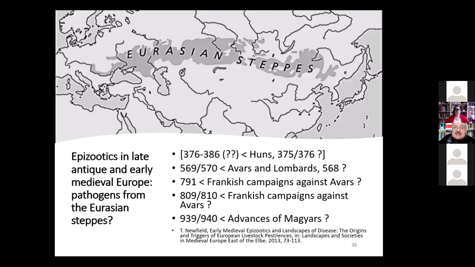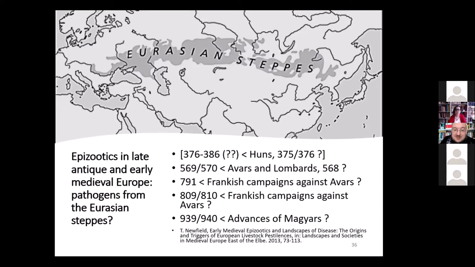And Tim Newfield has the idea that this pathogen originated from beyond the Carolingian realm, maybe coming from the Eurasian steppes. And there are two bases for this hypothesis. One is that various of these larger scale cattle epidemics, which are reported in late antique, early medieval sources, are near to periods where we have migrations or encounters with groups coming from the steppes. This may have been already the case in the 4th century, although for this cattle pandemic of 376 to 386, in another paper, Tim Newfield has made very clear that this may have been only an historiographic construction, that it never took place in the way it is described in the sources.